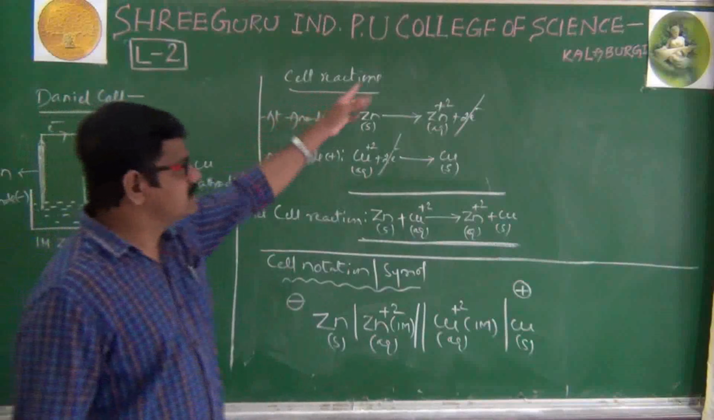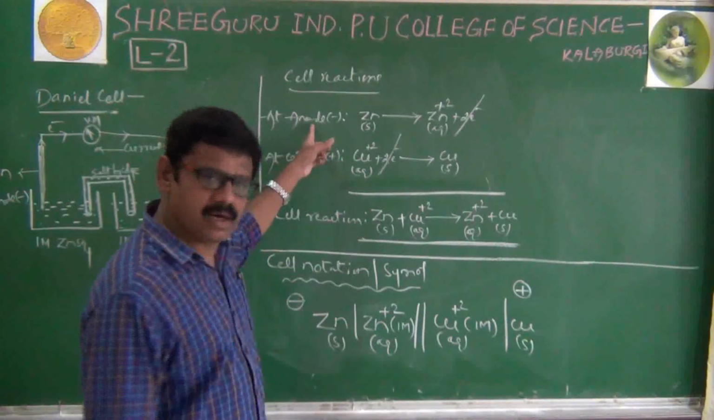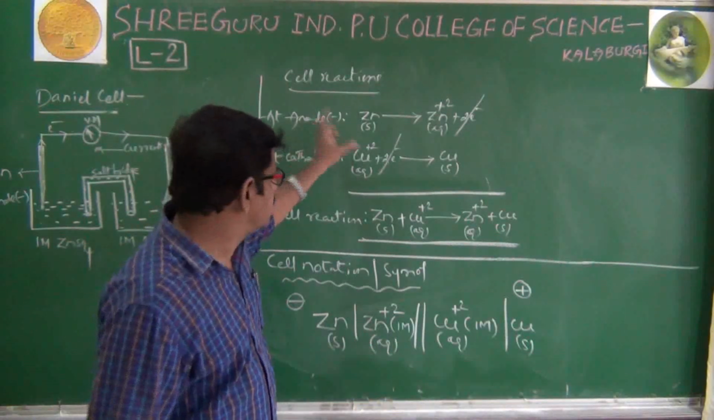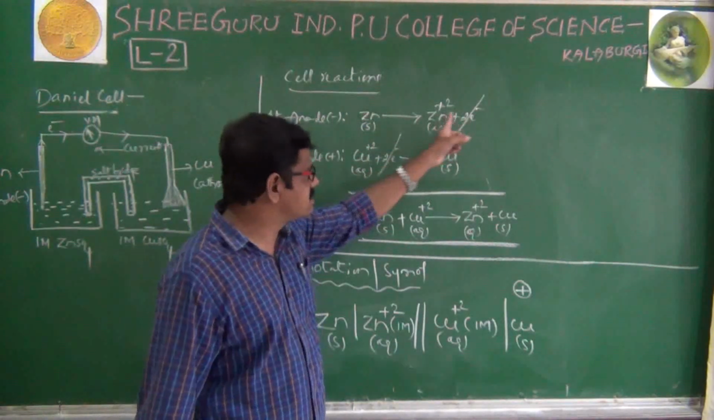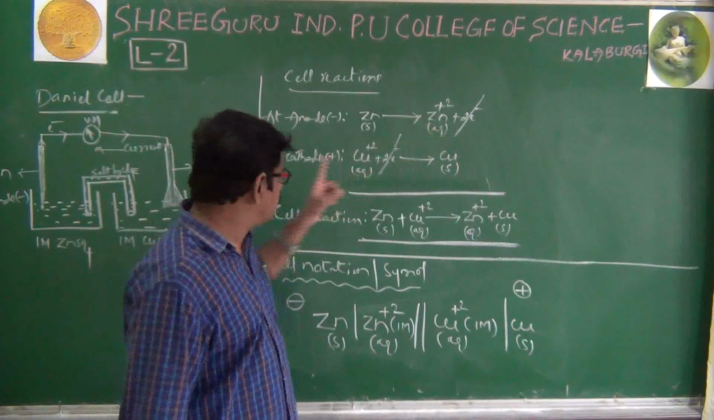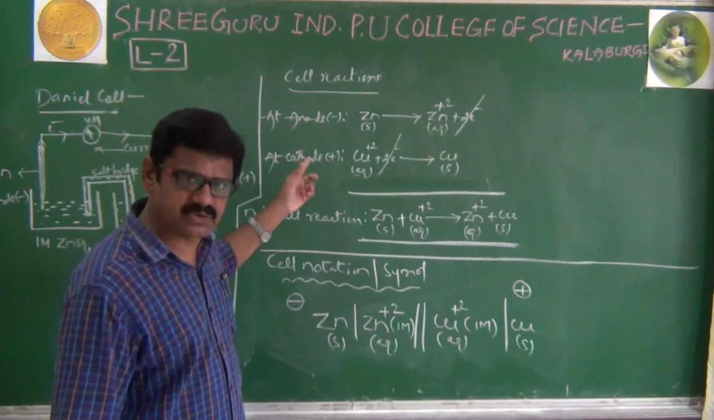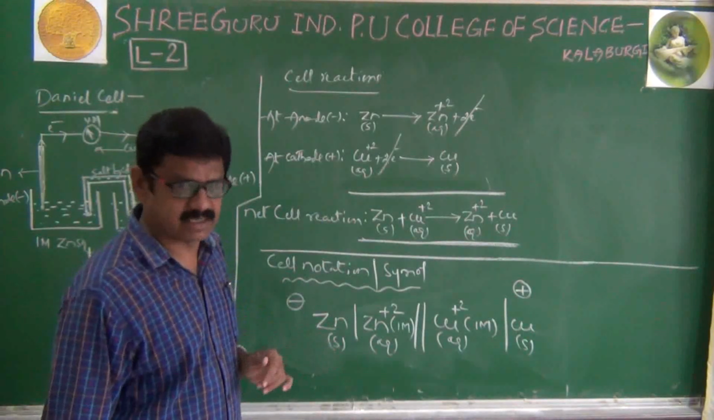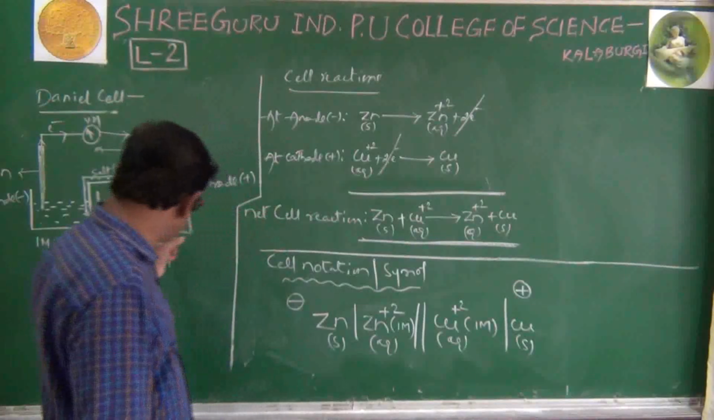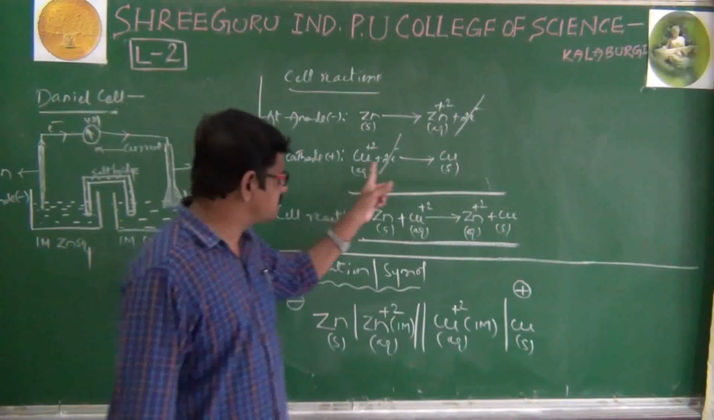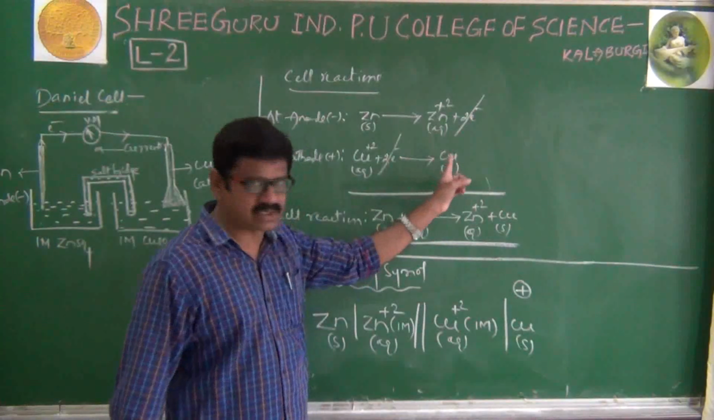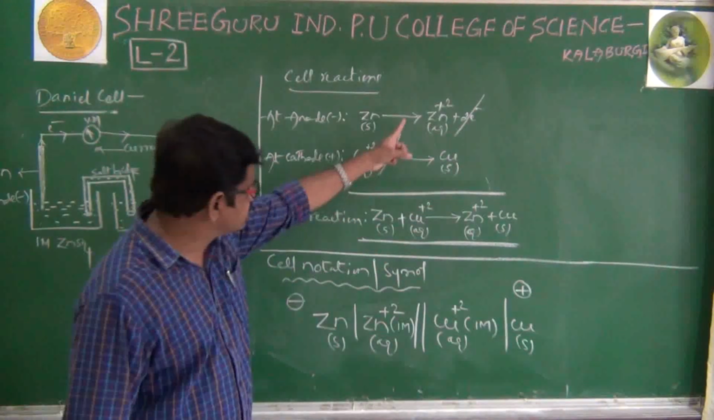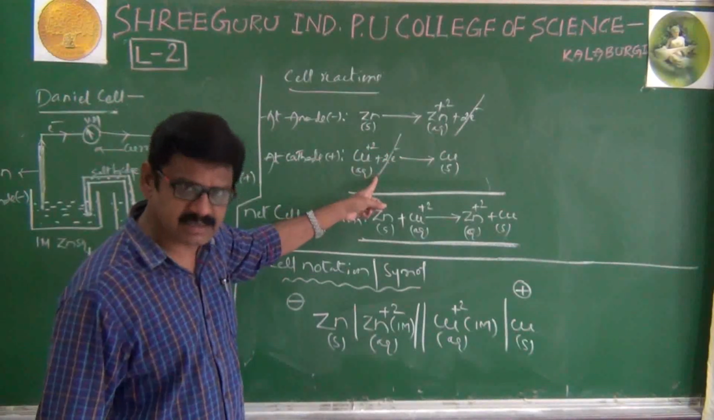Now we will discuss cell reactions. At the anode, oxidation is taking place. What is oxidation? Nothing but loss of electrons. Our zinc, by losing 2 electrons, converts to Zn+2. And at the cathode, what happens? Reduction is taking place. What is reduction? Gain of electrons. Cu+2 ions of the solution, by gaining those 2 electrons, convert to Cu. Here loss of electrons, here gain of electrons. It is an oxidation process, it is a reduction process.